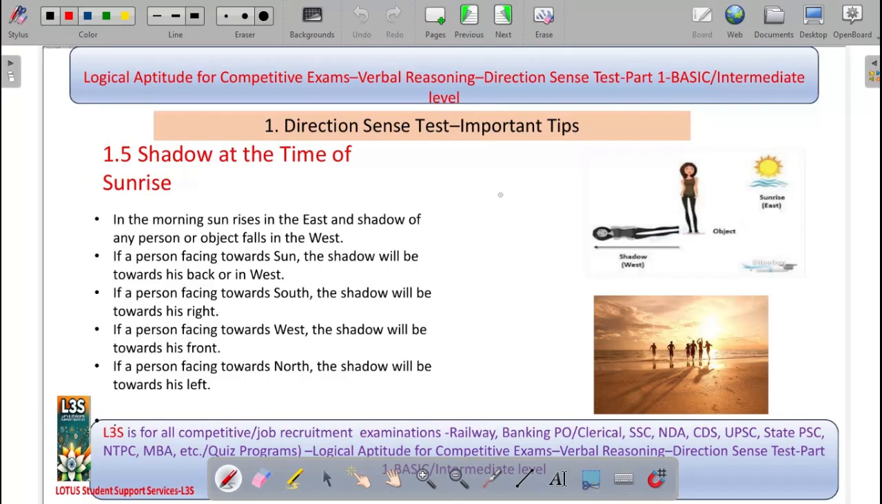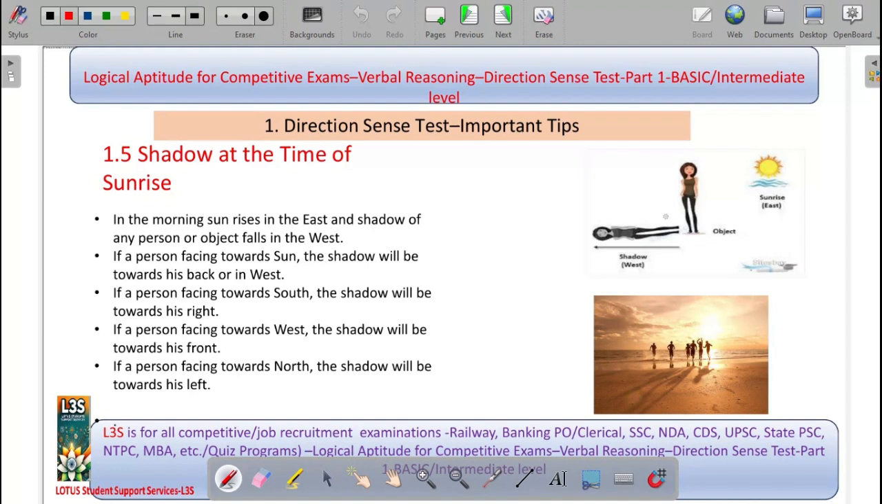Shadow at the time of sunrise. In the morning, the sun rises in the east and the shadow of any person or object falls in the west when we are facing the sun. So if a person is facing towards the sun, the shadow will be towards his back or in the west side.